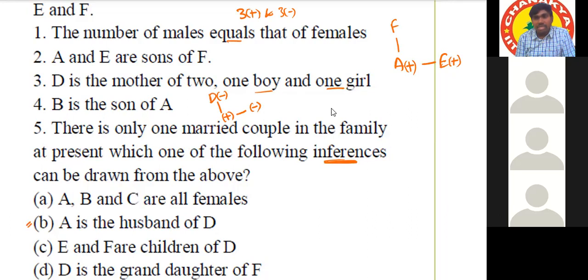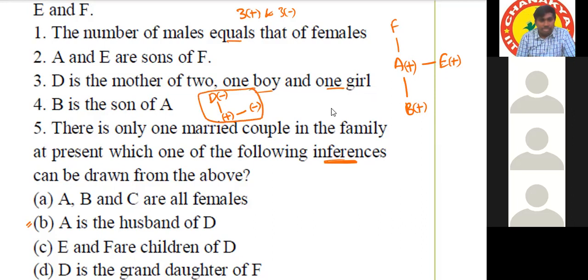Okay, B is already the son of F, but how can B be the son of A? Sorry, sir. B is the son of A. Okay, A is the father, then B will be the son. Yes or no? I'm just appending B to the previous diagram. Now, where it is suitable, we have to verify that.